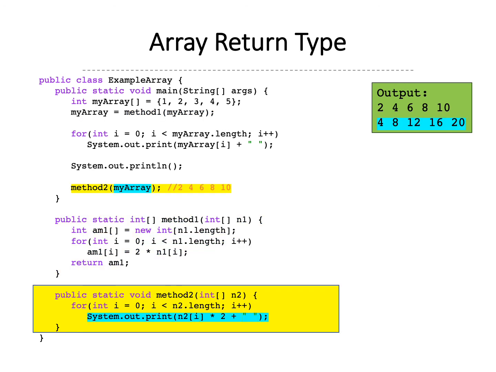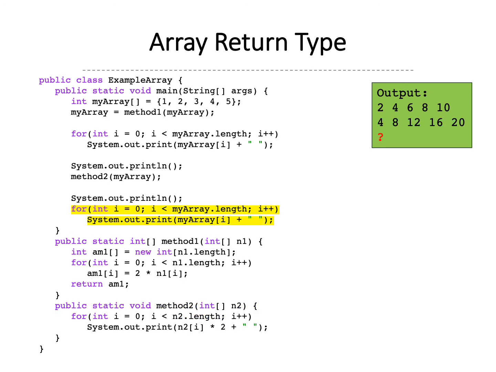We then invoke another method called method2 and pass in the array called myArray as the argument. In method2, the return type is void. The method has a system.out.println which will display the value of the elements multiplied by 2. So it shows 4, 8, 12, 16, and 20 as the output.